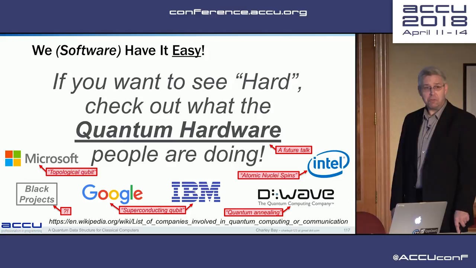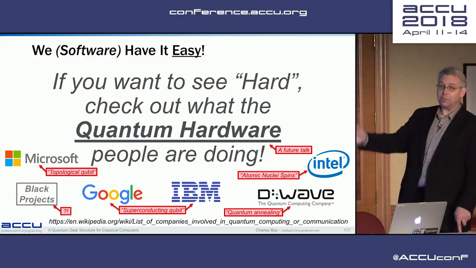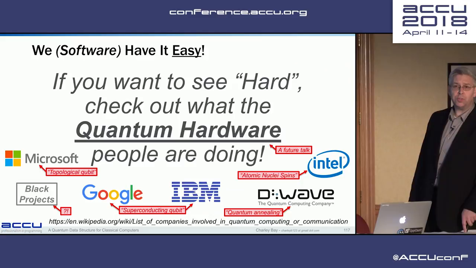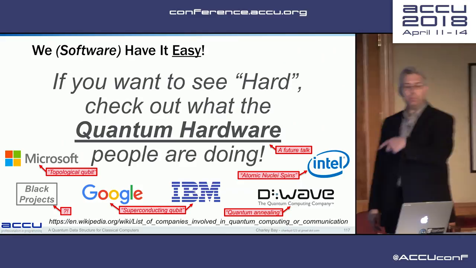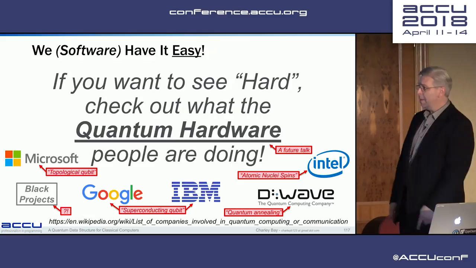Quantum hardware people, they have it hard. Google's screwing around with their superconducting qubit, and Microsoft's got their topological qubit. That's a risk, but there are some real advantages there. They released Q-Sharp if you want to see the API on that. That came out in December. They kicked it around last year. I almost put a bunch of stuff in there for that, but getting into quantum hardware just takes too much time, so it'll be a different talk. Intel, of course, is playing with nuclear spins, and D-Wave is doing the quantum annealing.